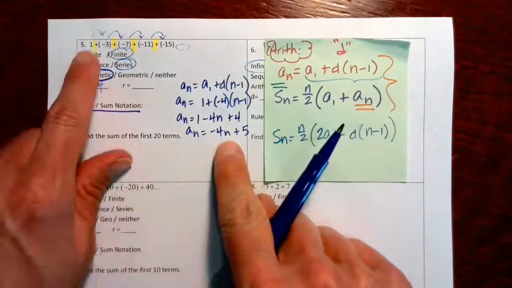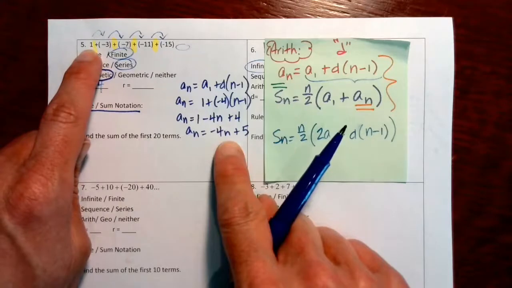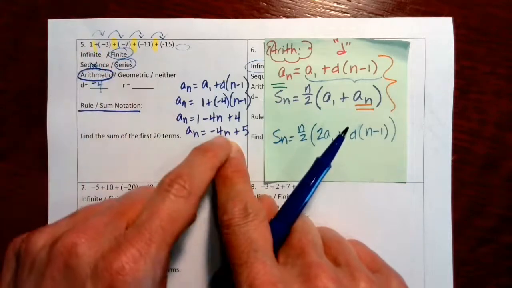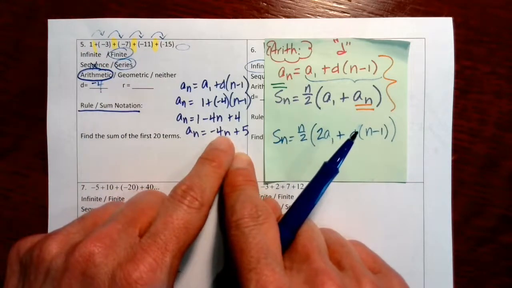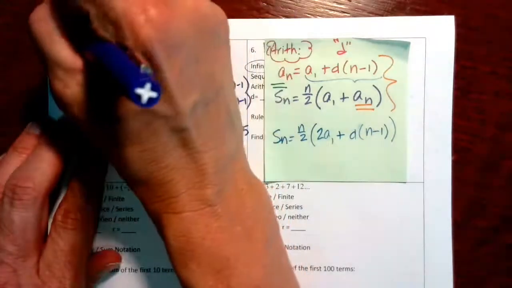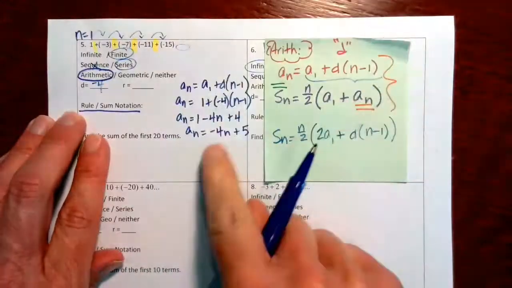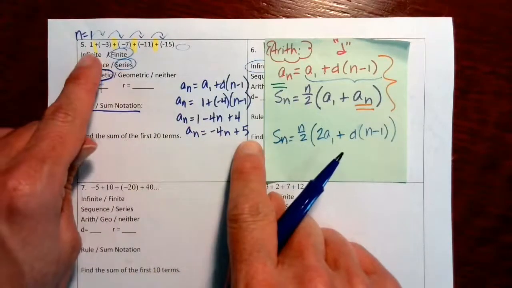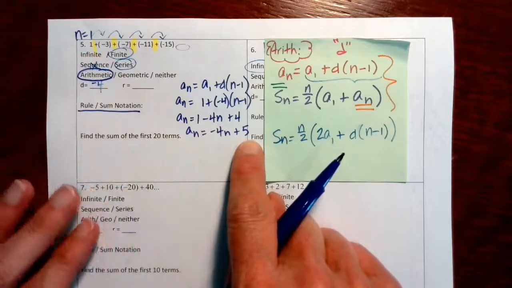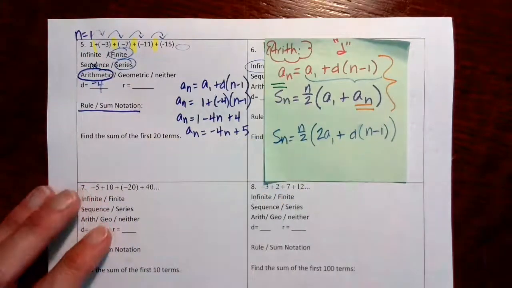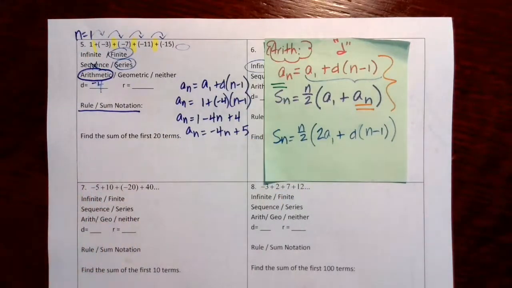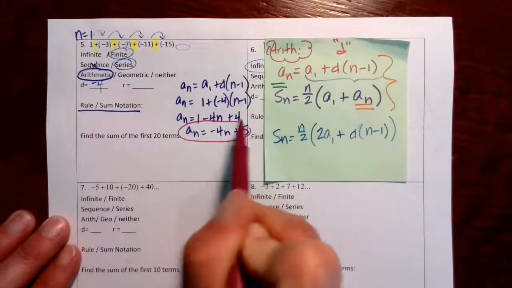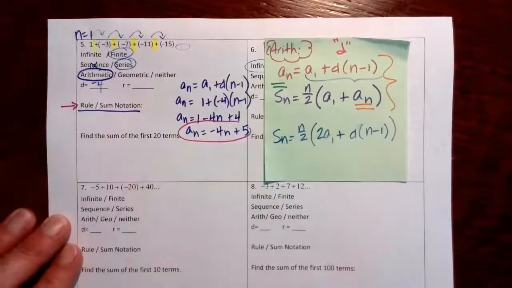And I always like to just plug my first term in and test it. If I put a 1 in for my n, my position 1, negative 4 times 1 plus 5, do I get that first term out? Yes, I do. So we're good. So here's where the summation part comes in. This here is our rule, and we can make sure that we know that.